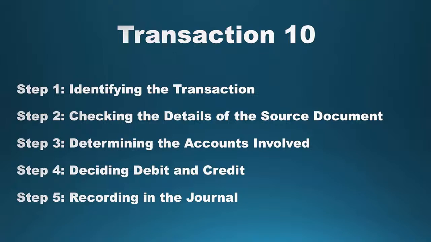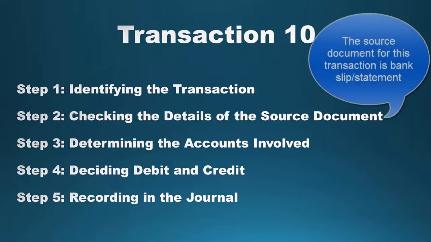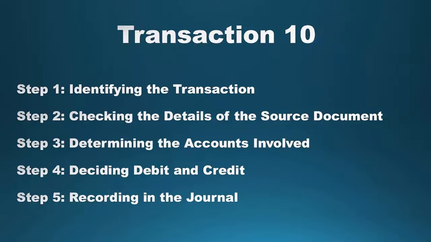Step 2. Checking the details of the source document. The source document for this transaction is the bank withdrawal slip or bank statement, which confirms the date of the withdrawal, the amount withdrawn, $500, a reference to the transaction if necessary, e.g., owner's withdrawal. Always check the document to ensure the details are correct.